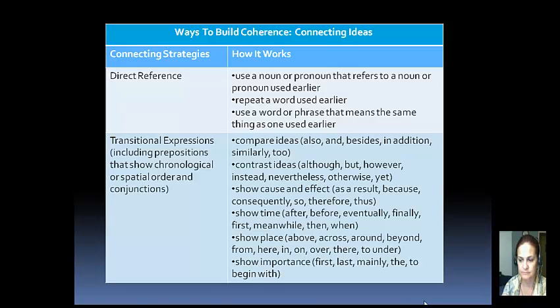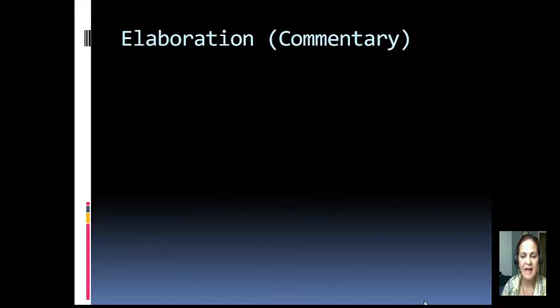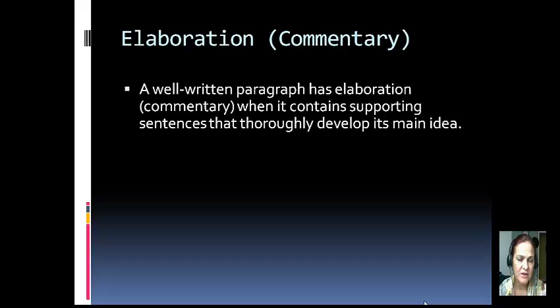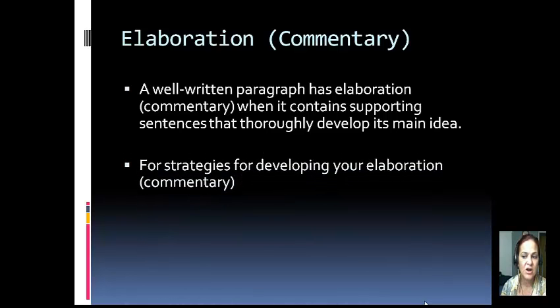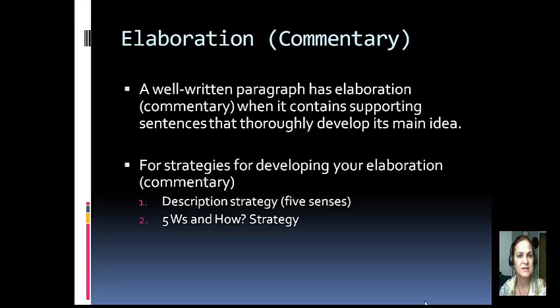The last thing that we need to have for quality of paragraph is elaboration. We talked some about this when we talked about commentary. A well-written paragraph has elaboration or commentary when it contains supporting sentences that thoroughly develop a main idea. For strategies for developing your elaboration or commentary, you could use a description strategy, which is based on the five senses. You could use a 5 W's and how strategy. You could use a cluster strategy or a pin tag strategy.